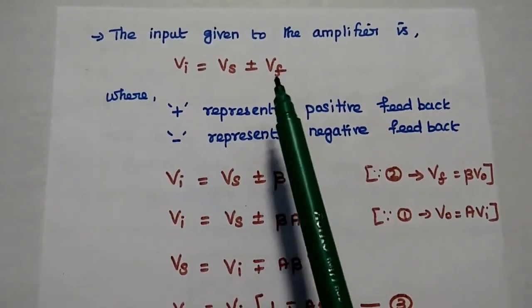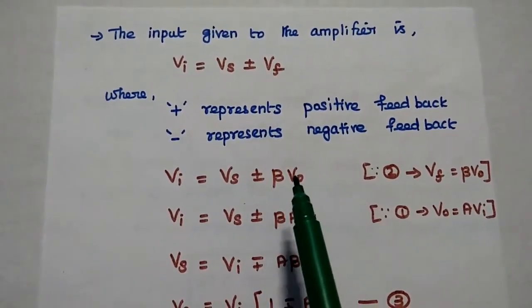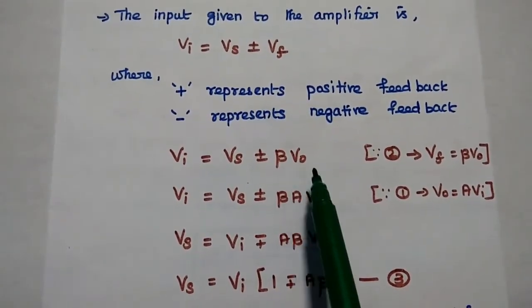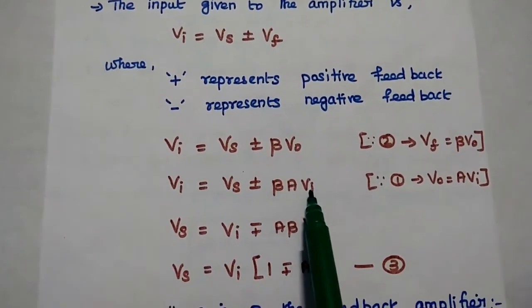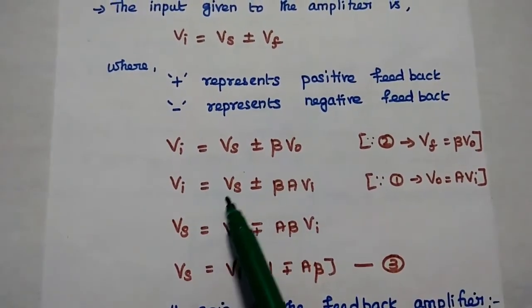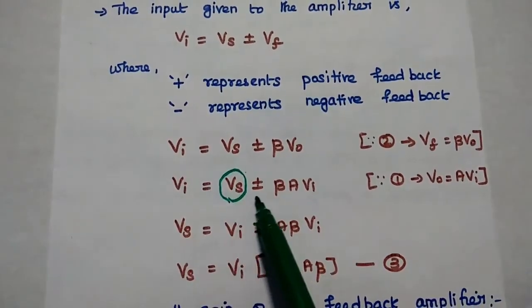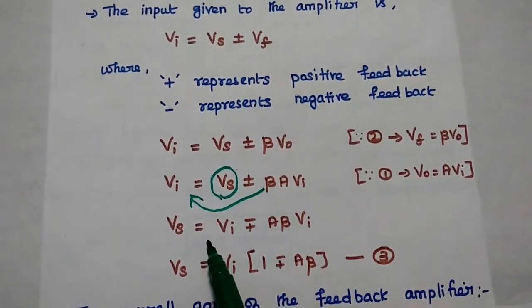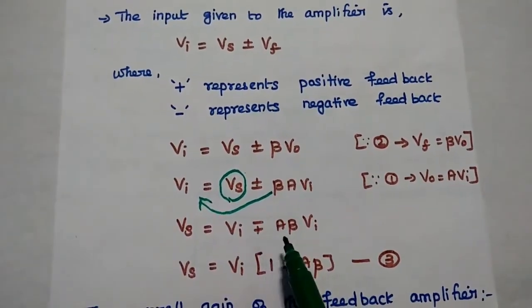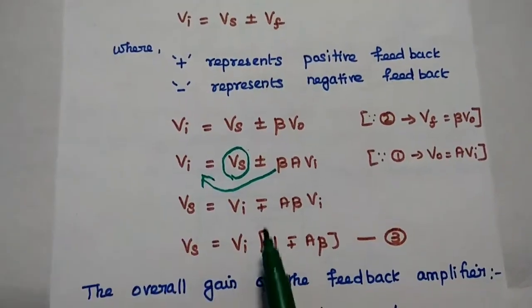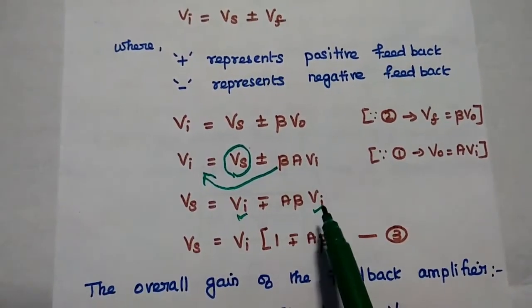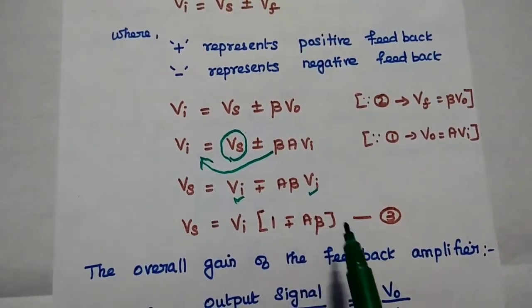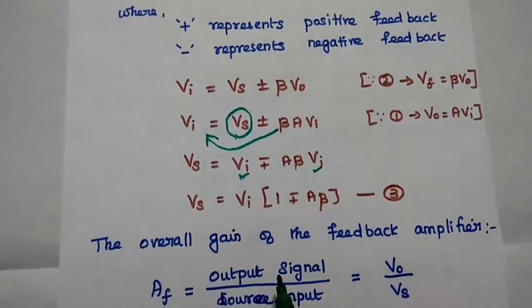Next, we can substitute the value of Vf as beta V0 from the second equation, and then V0 can be replaced with A into Vi from the first equation. Next, we are going to obtain the value of Vs. For that, we can move this term to the other side. So, this becomes Vs is equal to Vi minus or plus A beta Vi. Next, Vi is common, so we can take it outside. Vs is equal to Vi into 1 minus or plus A beta. This is the third equation.